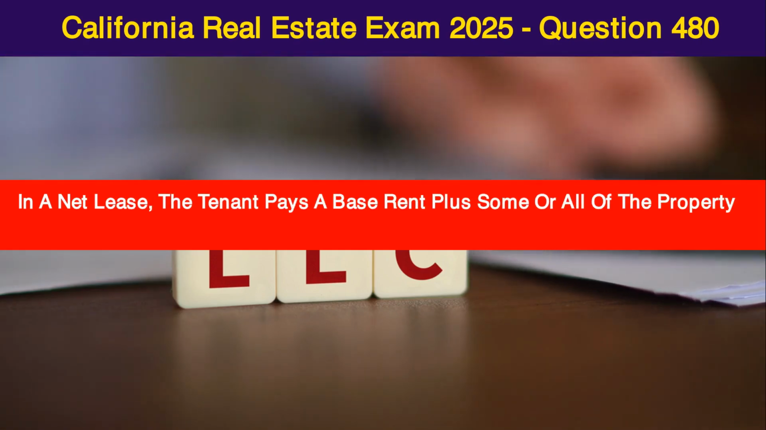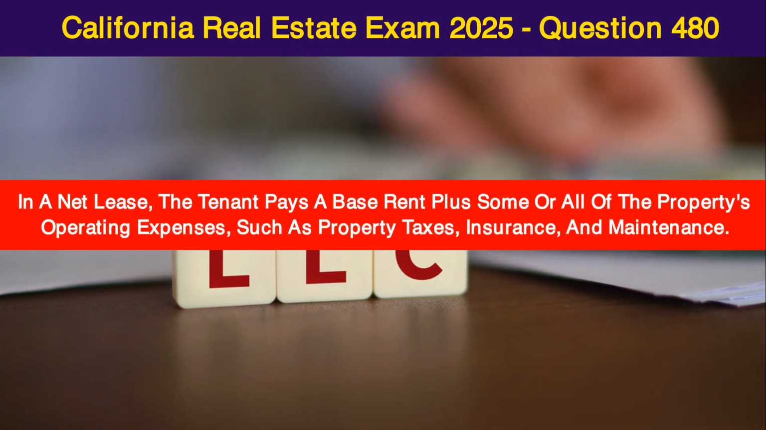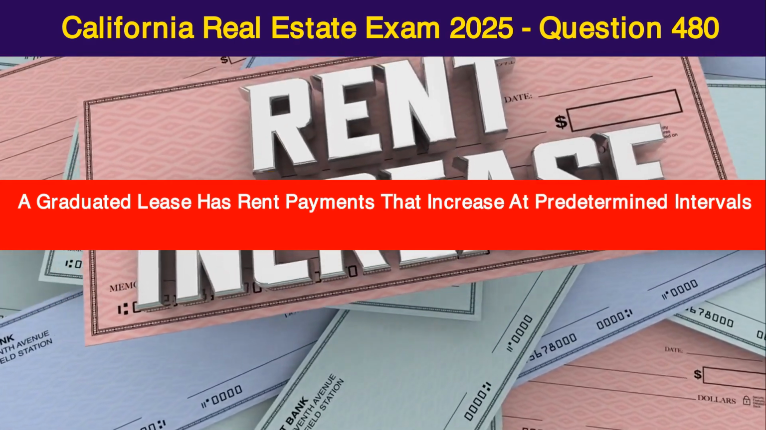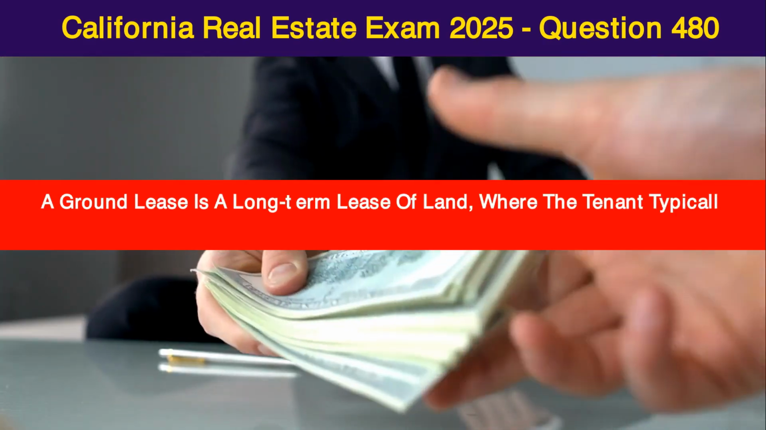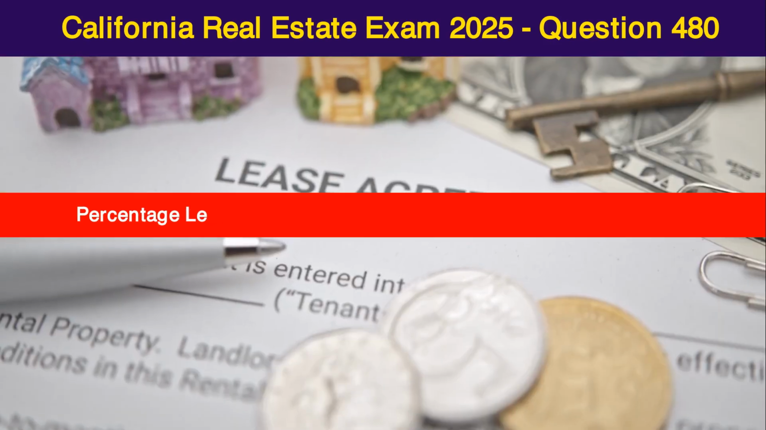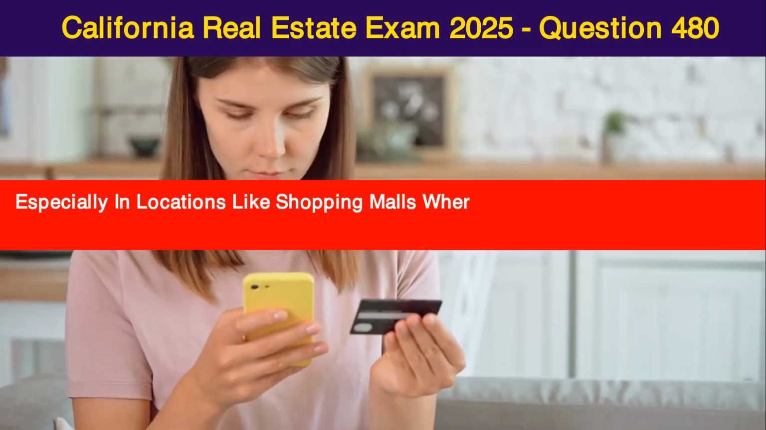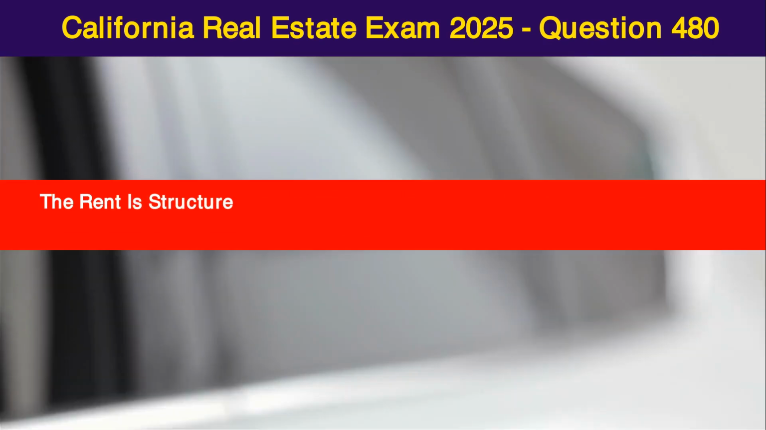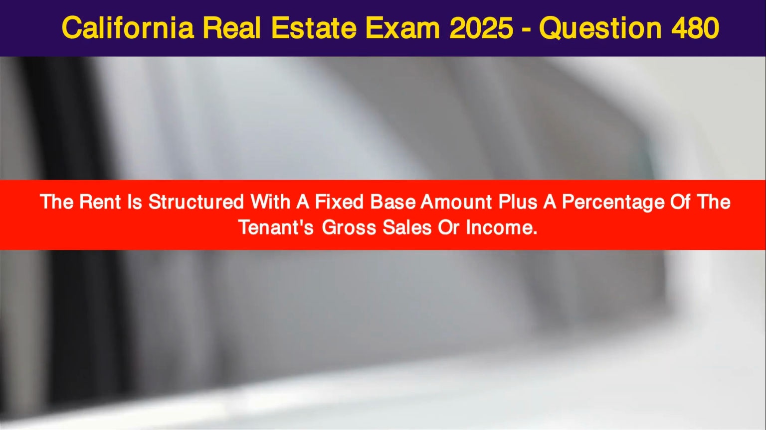In a net lease, the tenant pays a base rent plus some or all of the property's operating expenses, such as property taxes, insurance, and maintenance. A graduated lease has rent payments that increase at predetermined intervals over the lease term. A ground lease is a long-term lease of land, where the tenant typically builds their own structure on the leased land. Percentage lease is a type of lease common for retail businesses, especially in locations like shopping malls where the landlord wants to share in the tenant's success. The rent is structured with a fixed base amount plus a percentage of the tenant's gross sales or income.